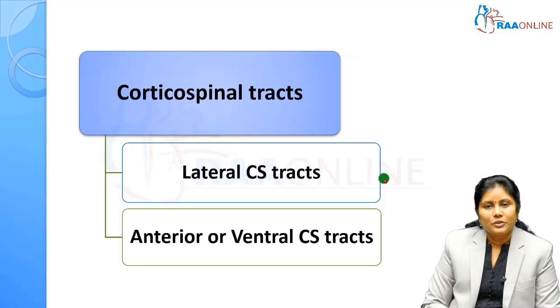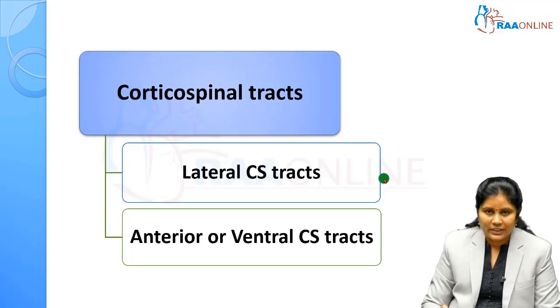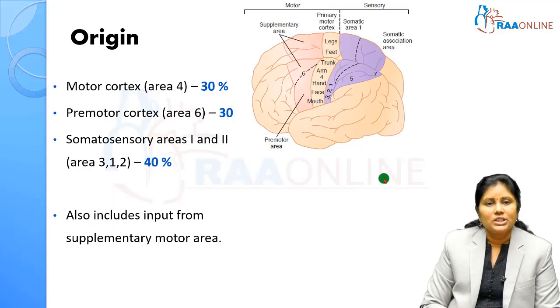Let us see about the corticospinal tracts. Again, it is classified into the lateral corticospinal tract and the ventral or anterior corticospinal tract. The origin of this corticospinal tract arises from three main parts.